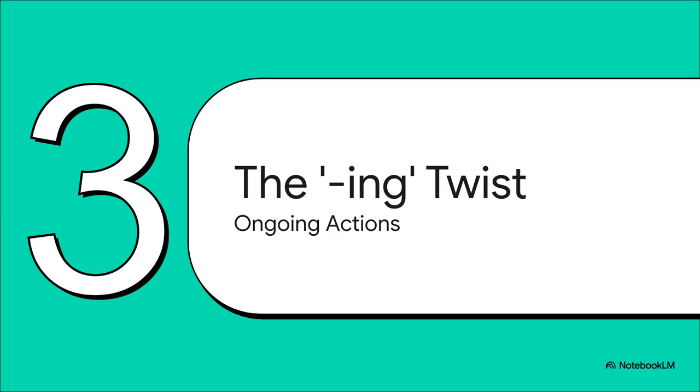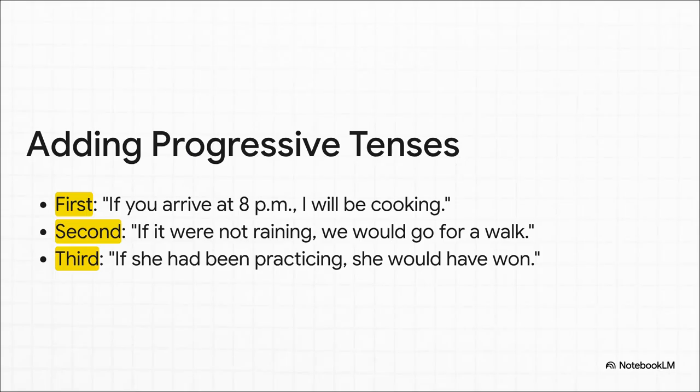Okay, so you've basically mastered the 4 core conditionals. That's huge. But we're not done yet. It's time to level up your skills, add a little twist of sophistication. Let's look at how we can talk about actions that are, or were, or would be in progress. It's actually pretty simple. We can just slot in those ing verbs, the progressive tenses, into the structures we already know. This just shows that an action is ongoing.